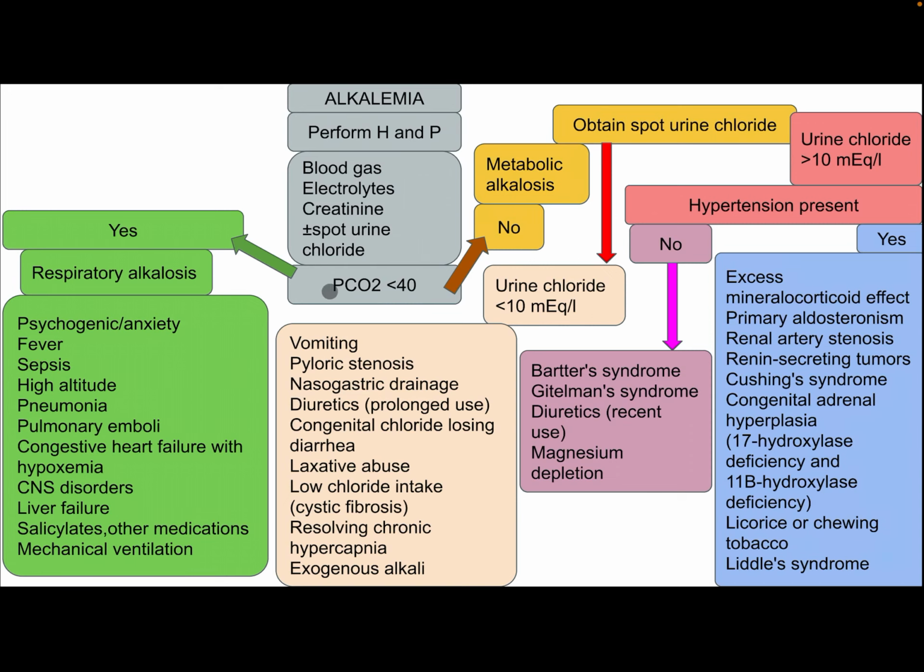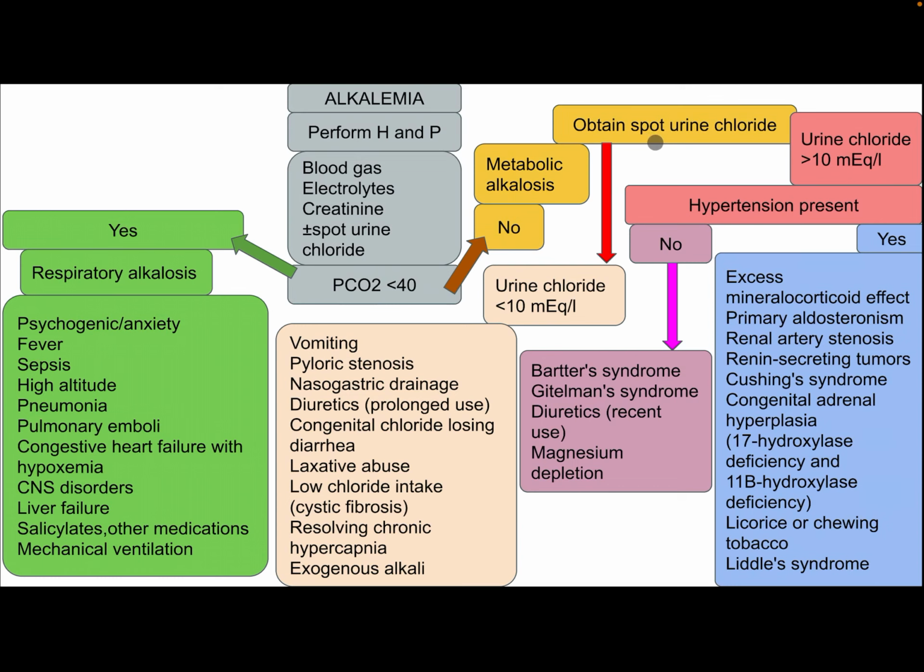If the result PCO2 is less than 40, this is respiratory alkalosis. Differential diagnosis: psychogenic, anxiety, fever, sepsis, high altitude, pneumonia, pulmonary emboli, congestive heart failure with hypoxemia, CNS disorder, liver failure, salicylate, other medication, and mechanical ventilation. If the PCO2 is more than 40, this is metabolic alkalosis.